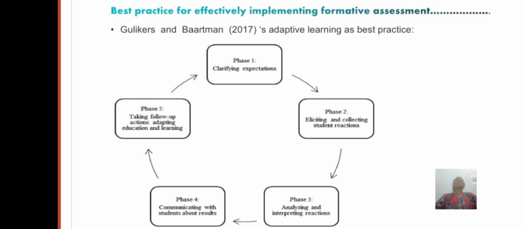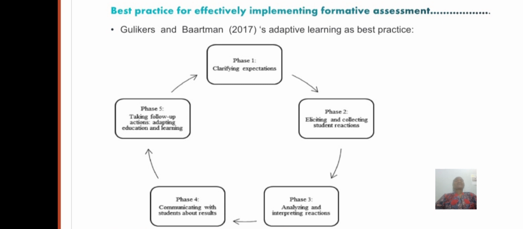Phase 2, eliciting and collecting student reaction. How did the children do? How did the children behave towards this assessment? How did the students score? What did they get right and what did they get wrong?